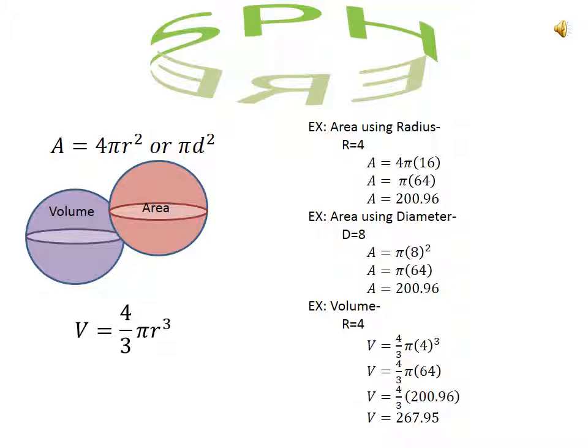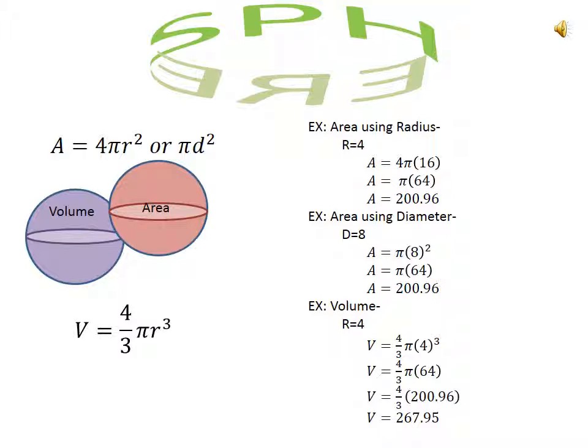Next, we'll do spheres. To find the area of a sphere, you multiply 4 times pi times r squared. Or you can just multiply pi times d squared. As you can see, we use the radius to find the area. We have a radius of 4, so we'd square 4, which equals 16. Then multiply 16 by 4, which equals 64. Then multiply 64 times pi, which equals 200.96.